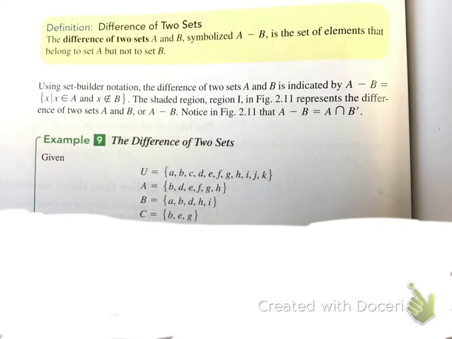Now we have a new idea. It's called the difference of two sets. And here's the definition. The difference of two sets A and B, symbolized by A minus B, is the set of elements that belong to A but not to B. So it's almost like we're going to take set A and we're going to subtract B's elements from it.